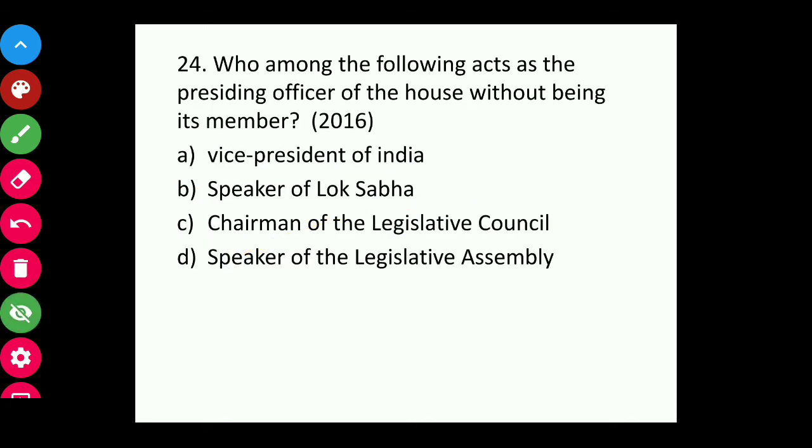Number 24. Who among the following acts as the presiding officer of the House without being its member? A. Vice President of India, B. Speaker of Lok Sabha, C. Chairman of the Legislative Council, D. Speaker of the Legislative Assembly. So the answer is A. Vice President of India acts as a presiding officer of the House without being its member.